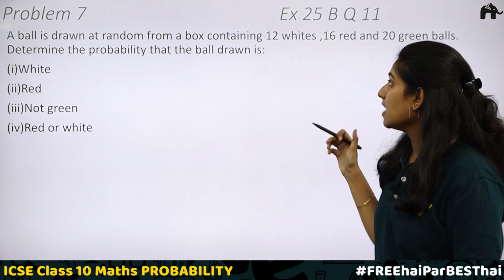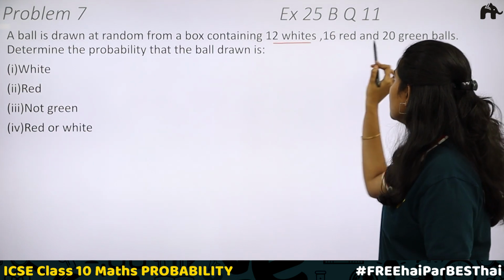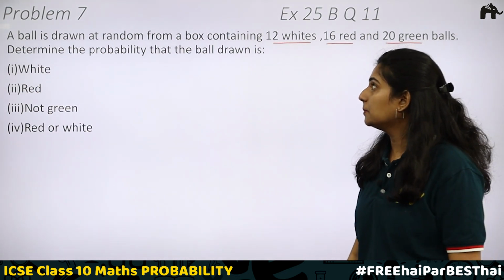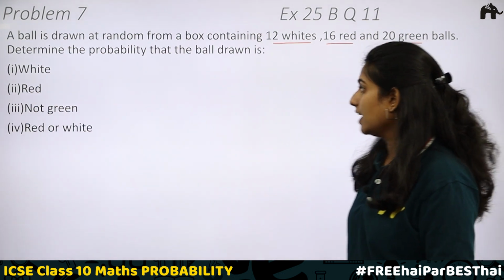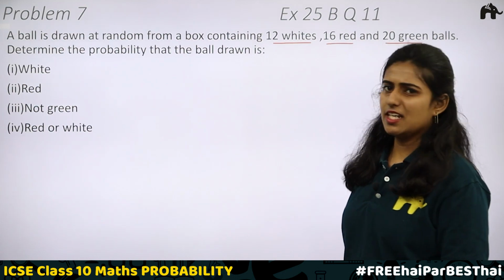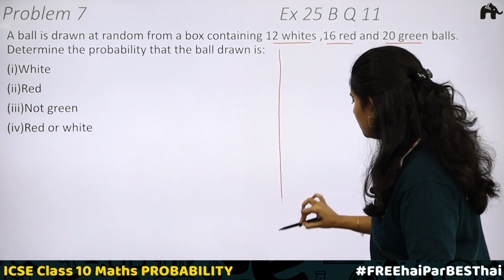Problem 7, question 11 of exercise 25B. A ball is drawn at random from a box containing 12 white, 16 red and 20 green balls. Determine the probability that the ball drawn is first option white, second red, third not green, fourth red or white. Same as the question that we have solved just before.